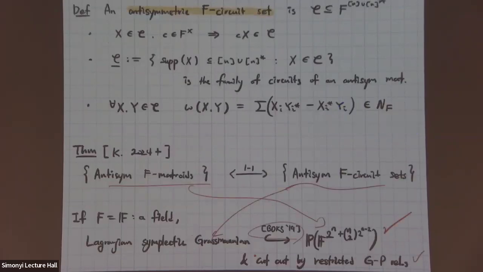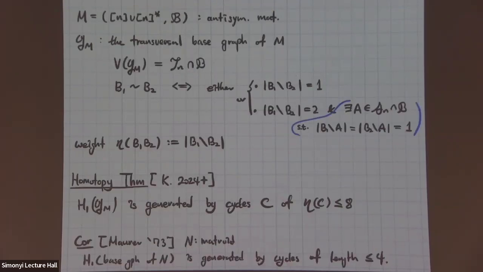Maybe it is worth mentioning that in the proof we use some kind of homotopy theorem. In the previous talk, she didn't mention exactly the third homotopy theorem, but it is quite related to the Tutte homotopy theorem. In my mind, there are exactly two homotopy theorems in matroid theory. One is Tutte's, and the other is Maurer's homotopy theorem, which is related to the base graph of the matroid. And we proved a generalization of Maurer's homotopy theorem.